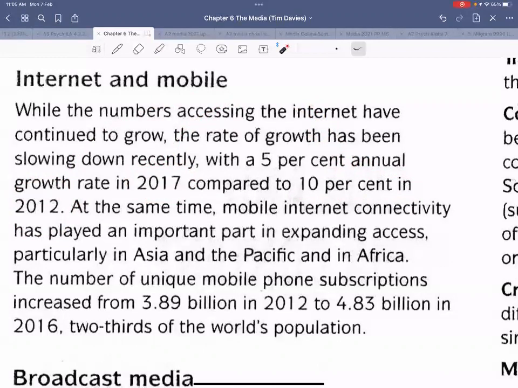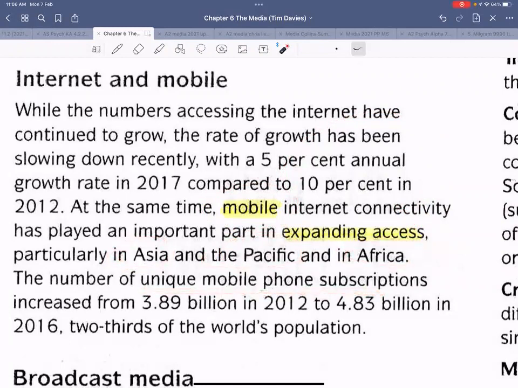Now, moving on. At the same time, mobile internet connectivity has played an important part in expanding access, right? When we talk about an expansion in terms of this access, ye access aapke paas mobile ki wajah se badh gaya hai, right? It's one device that could help you take pictures, send an email, read the news, prepare for an assignment, do your research, and connect with people around. Clear to you?